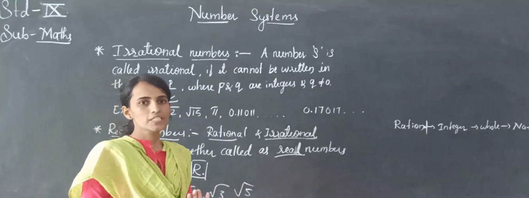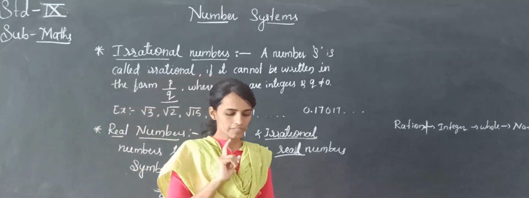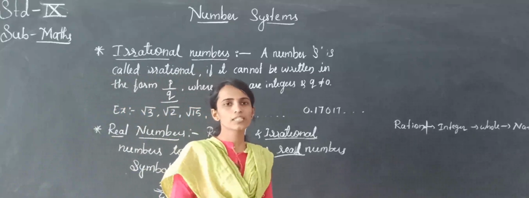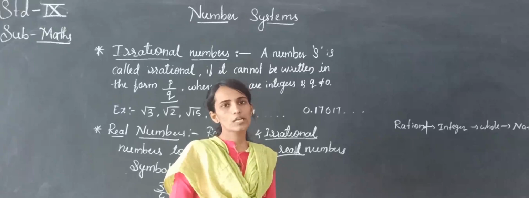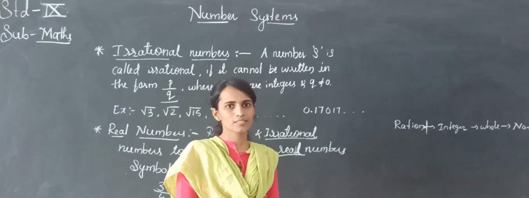So remember the definitions of all the numbers here: whole numbers, natural numbers, integers, real numbers, irrational numbers and rational numbers. These are all very important. These are the basic things. Good, students?